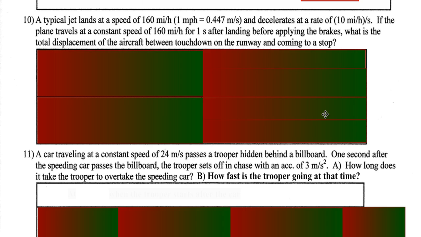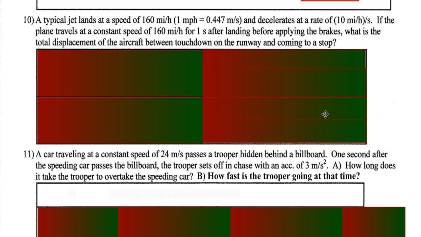Let's see, a typical jet lands at a speed of 160 miles per hour. 1 mile per hour is 0.447 meters per second. It decelerates at a rate of 10 miles per hour per second. If the plane travels at a constant speed of 160 miles per hour for 1 second after landing before applying the brakes, what is the total displacement of the aircraft between touchdown on the runway and coming to a stop?